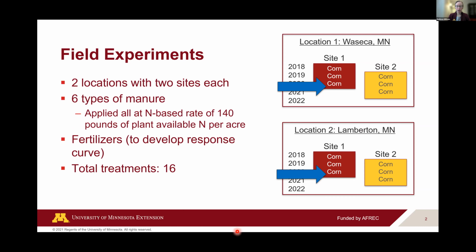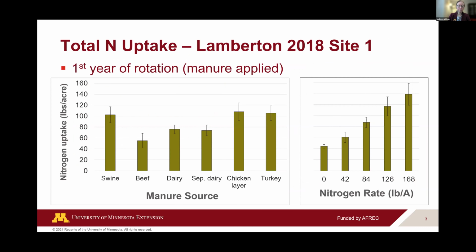So I'm going to go briefly over some of the results. I'm not going to talk about yield just due to shortness of time, but I want to talk about the fertilizer equivalent value that we saw from these different manures. And we have a little bit more information right now on nitrogen. We're still waiting to get back some of our phosphorus information. So I want to cover what we did with nitrogen.